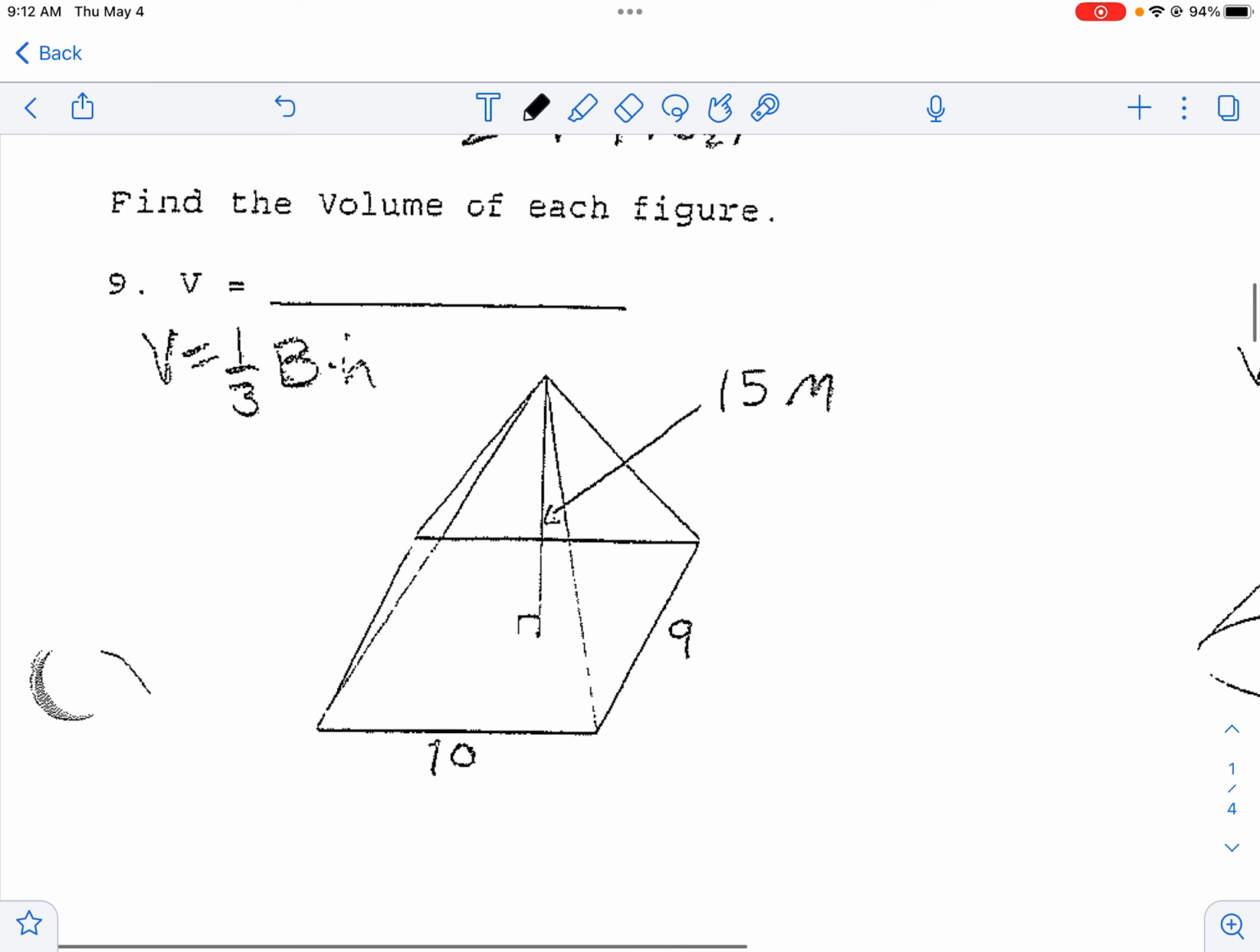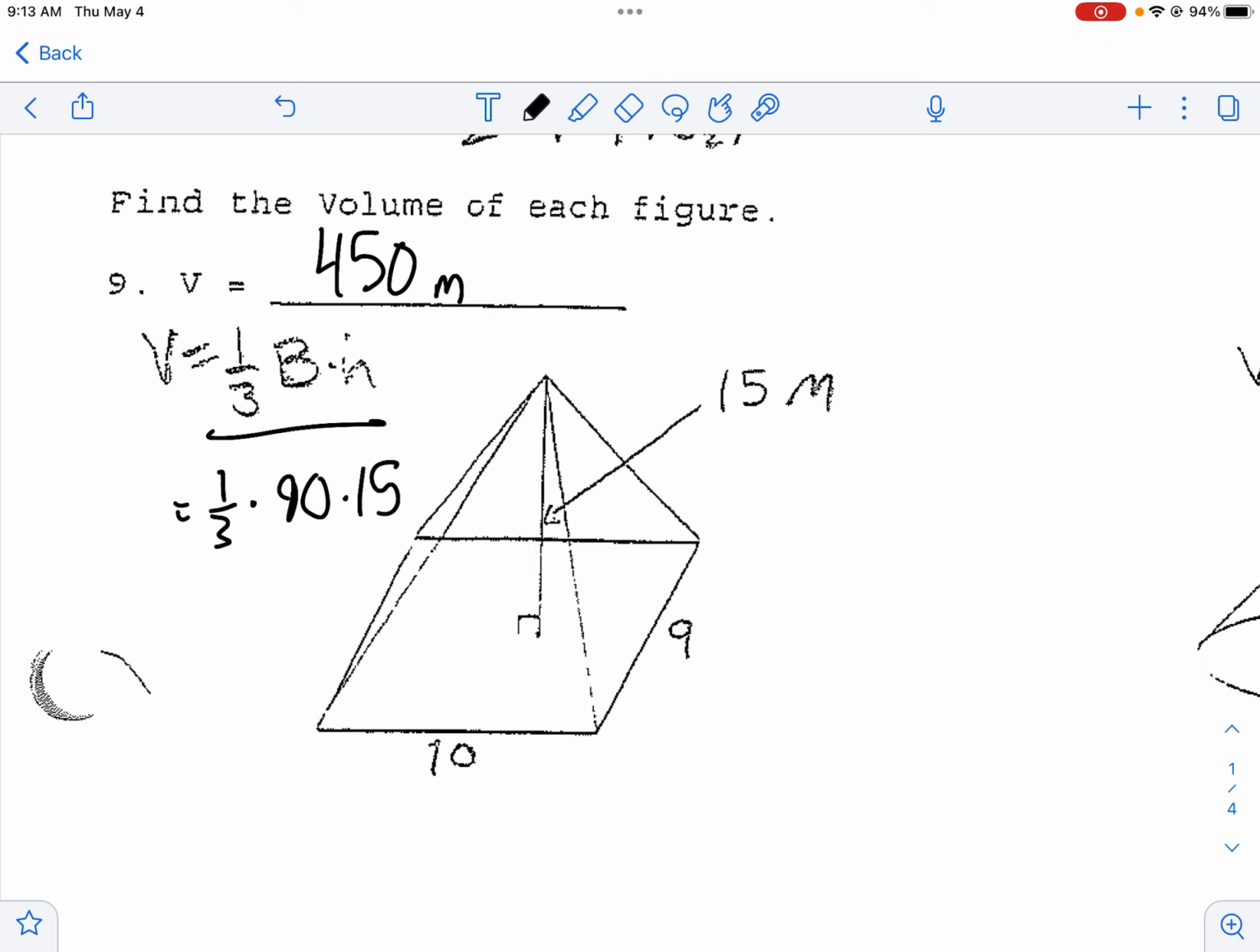Next one, find the volume of each of these. It's a pyramid, right? So 1/3 base times height. That would be 1/3 times the area of the base, which is 90, times the height, which is 15. I would go ahead and do 90 times 15 and then just divide that by 3 instead of multiplying by 1/3. It's a little bit easier. It's the same thing. 450 meters cubed.